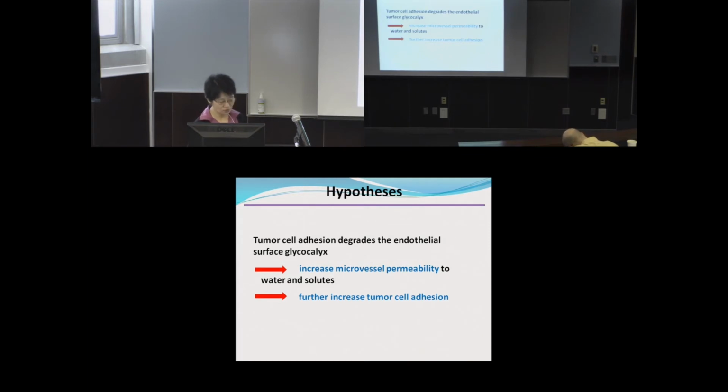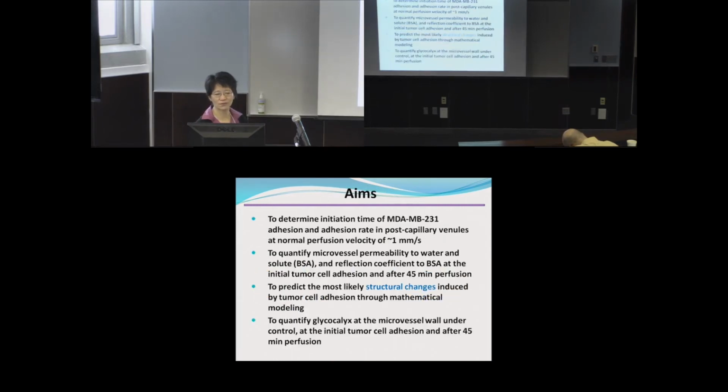So to test these two hypotheses, we have these aims. First, we have to determine the initiation time, how quick this type of MDA-MB-231 is. It is a very malignant human breast cancer cell. So we want to use this one to see how quick it can adhere to the microvessel wall, and the accumulation rate, the adhesion rate, in the post-capillary venule. And 1 millimeter per second is the mean blood flow velocity in this type of vessel. We also do the calibration.